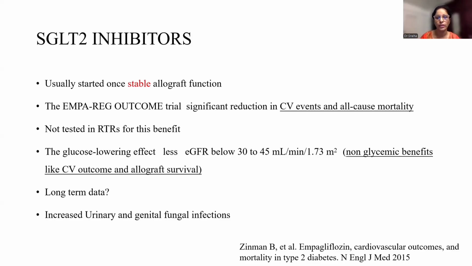And we should watch for urinary and genital fungal infections. Next.